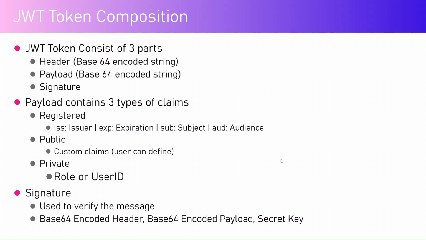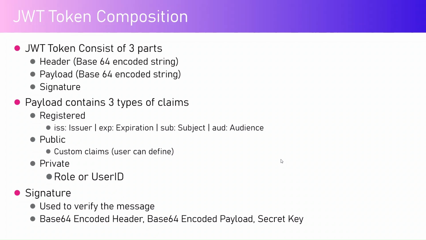Payload contains the data. Basically, it contains three types of claims. Now, what is a claim? Claims are definitions or assertions made about a certain party or an object. Some of the claims and their meaning are either user defined or defined as part of the JWT specification. There are three types of claims: registered, public, and private.